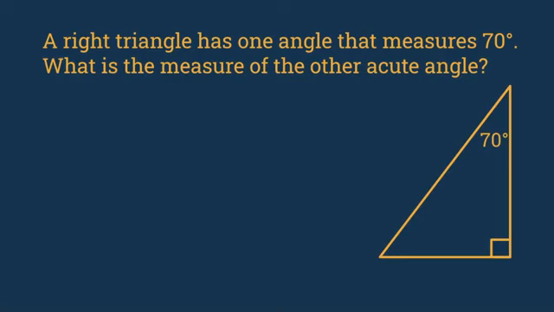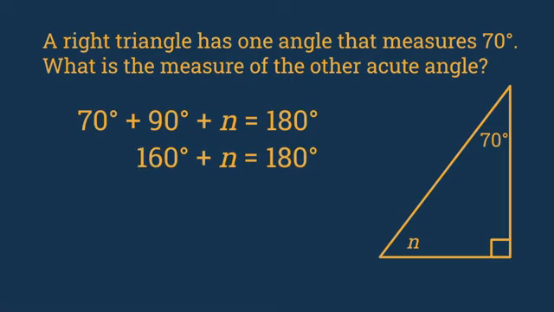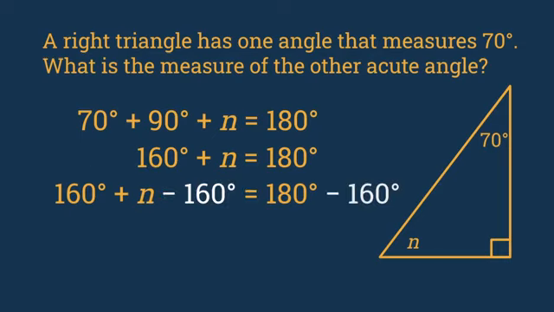We'll label the unknown angle measure n. We'll write the equation 70 plus 90 plus n is equal to 180. Now we'll add the two known angles to simplify the equation. 70 plus 90 is equal to 160. Next, since we want to solve for the unknown angle measure, subtract 160 from both sides of the equation. 180 minus 160 is equal to 20, so the measure of the missing angle is 20 degrees.